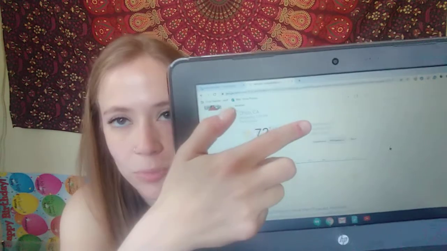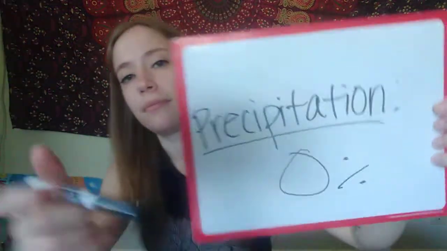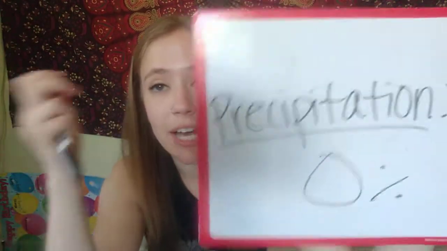However, let's take a look up here where it says precipitation, humidity, and wind. Let's see what our chances of rain are today about. So let's look after the word precipitation. So here we go. Precipitation. So precipitation, and I see 0%. So this says 0%.